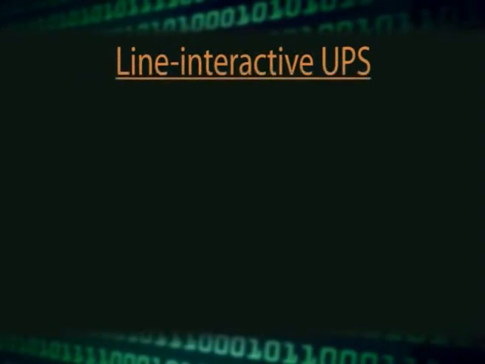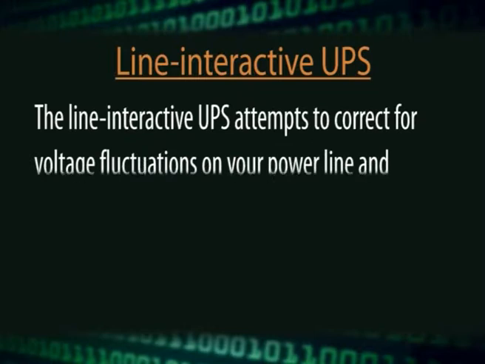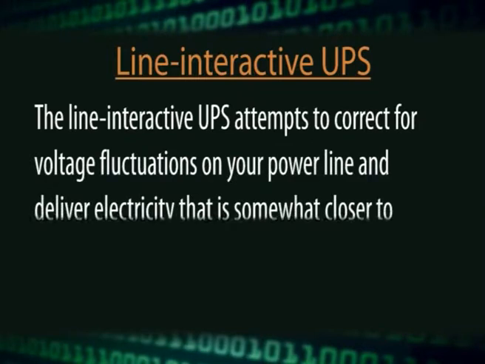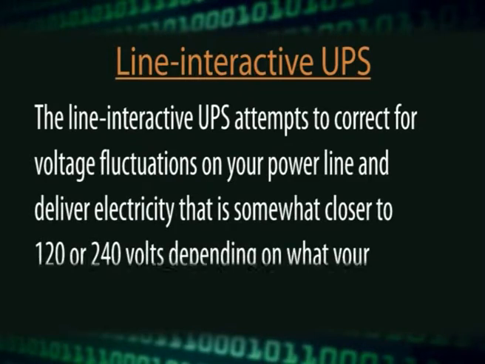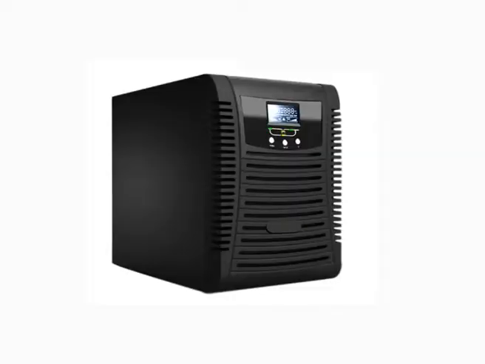The major change between the offline and the line interactive design is that the line interactive UPS adds some degree of voltage regulation. That is, the line interactive UPS attempts to correct for voltage fluctuation on your power line and deliver electricity that is somewhat closer to 120 or 240 volts, depending upon what your computer uses, without switching to the battery power.